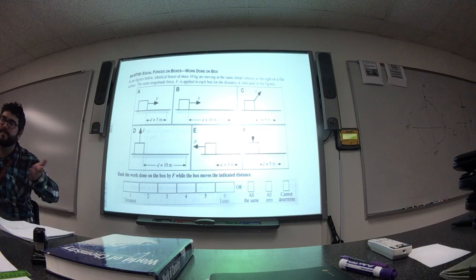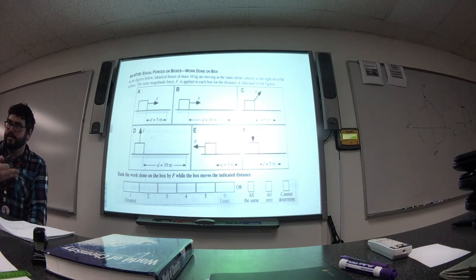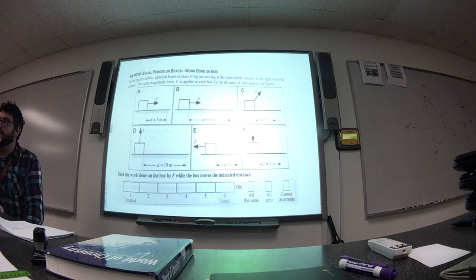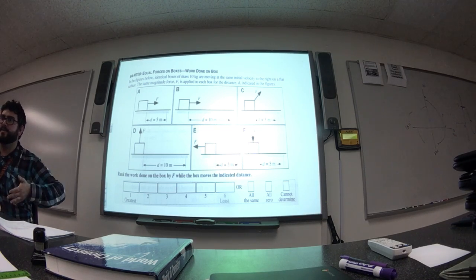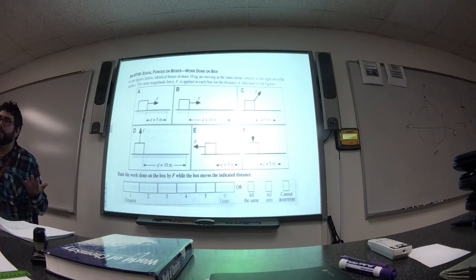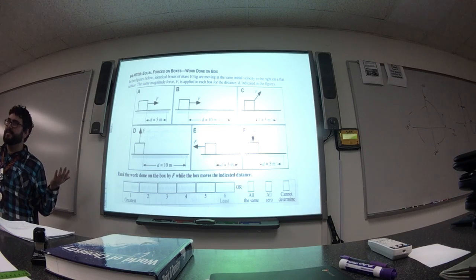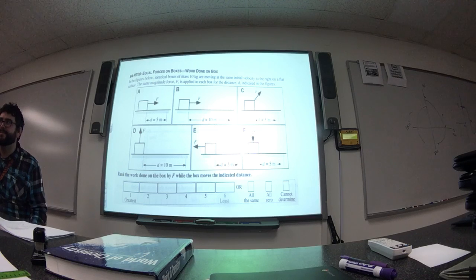It doesn't matter. We're going to rank it anyway based on which one of these scenarios has the most work done to the least work done. Oh, B is the most. We will rank this based on the magnitude of the work done, because negative work done is still work done. The least amount of work done is not doing any work. Does that make sense?